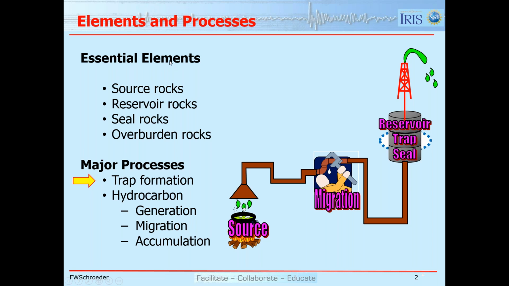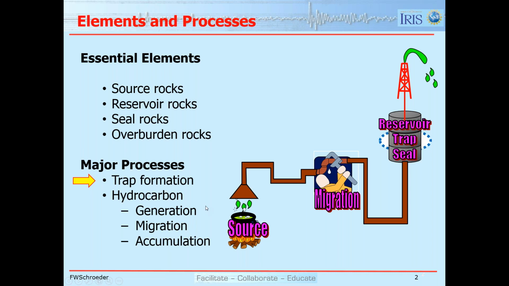For success, we need four essential elements. We need a source rock, we need a reservoir quality rock, we need sealing lithology, and then we need overburden rocks so that the source and the reservoir get buried deeply enough. There are two main processes. One is trap formation, which is what we'll focus on today, and the other processes relate to hydrocarbon generation and then migration, and finally hydrocarbon accumulation.